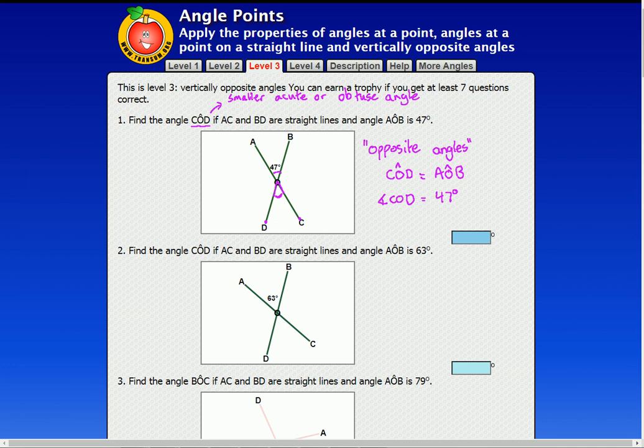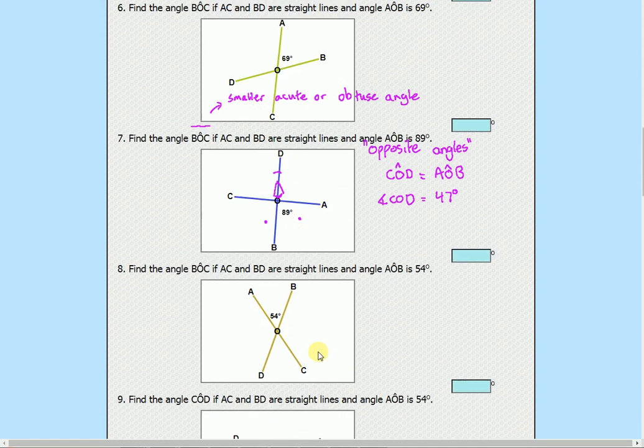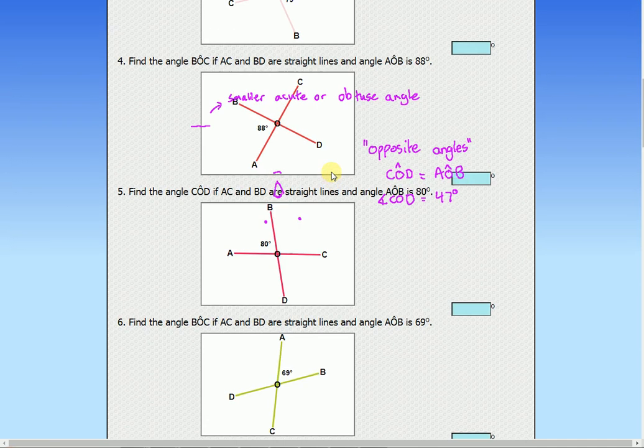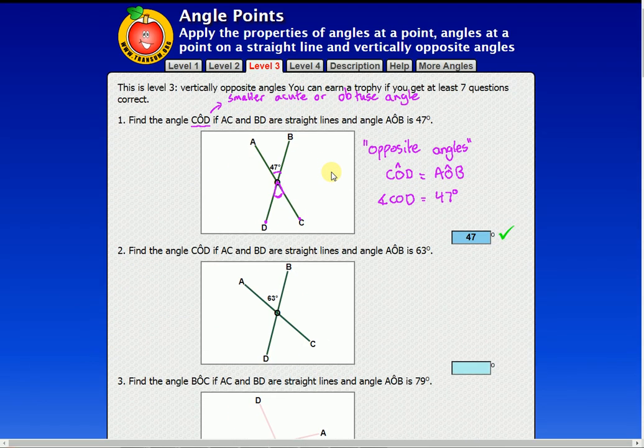So let's just see if I got the right answer. I'll put it in 47. If I go to the check and come back. Yeah, it's correct. And that's my first example. It's the first exercise you're doing, is this angles on a point.